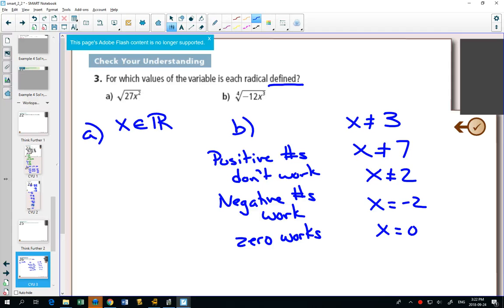So how do I write this as a domain? If I want to write all the negative numbers and include 0, does that make sense? That x has to be less than or equal to 0. Okay? For the first one, we could have done the same sort of strategy. Positive numbers, they're okay. Negative numbers, they're okay. 0 is okay. Everything's okay. And that's why the answer was everything.